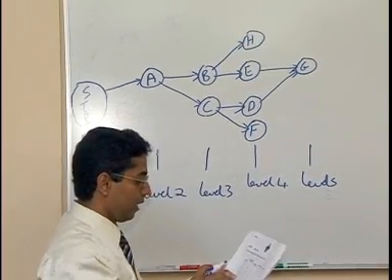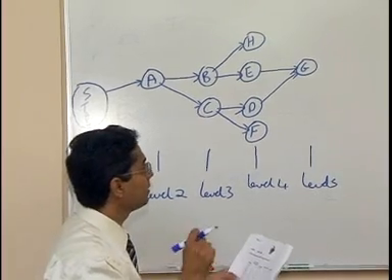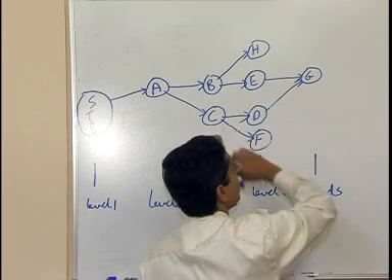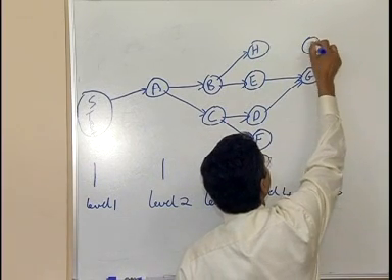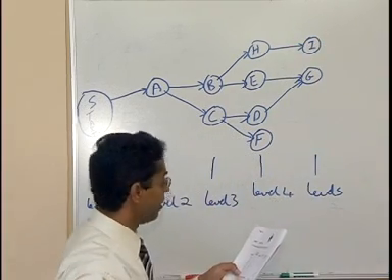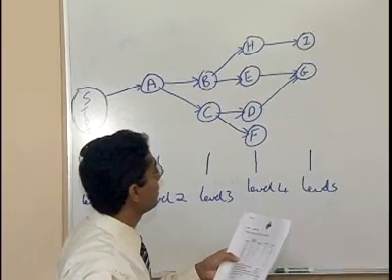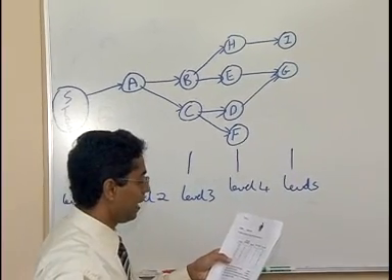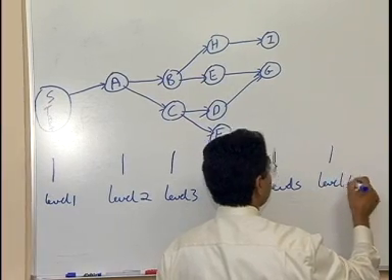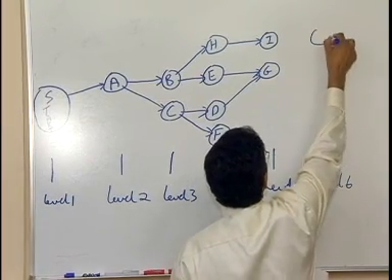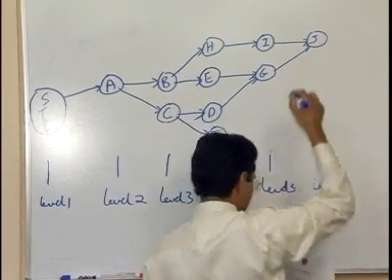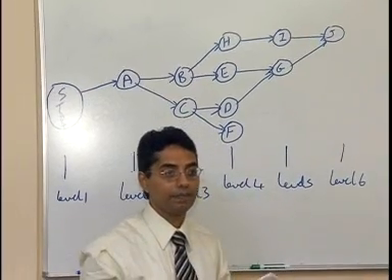Now, activity I has H as a predecessor. What I can do, if H is here, I can put I here. Now, J has a predecessor of G and I. So I just come one more level, level 6, and I put my J here. I and J. Now, that's the last activity.